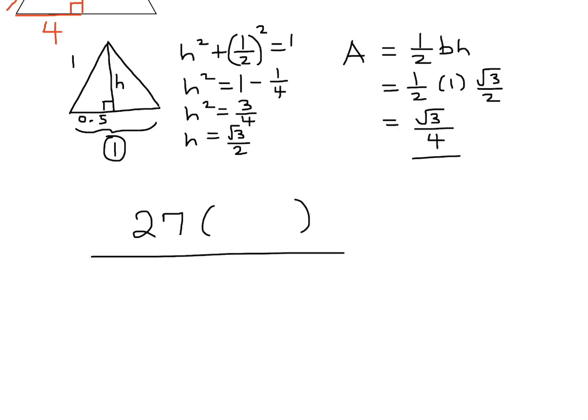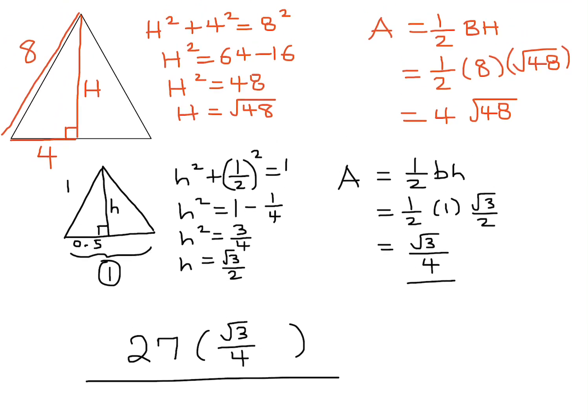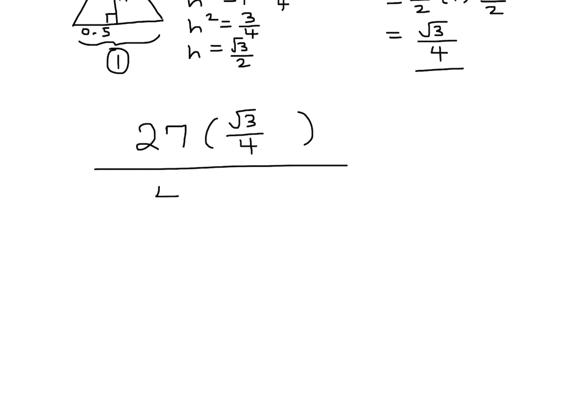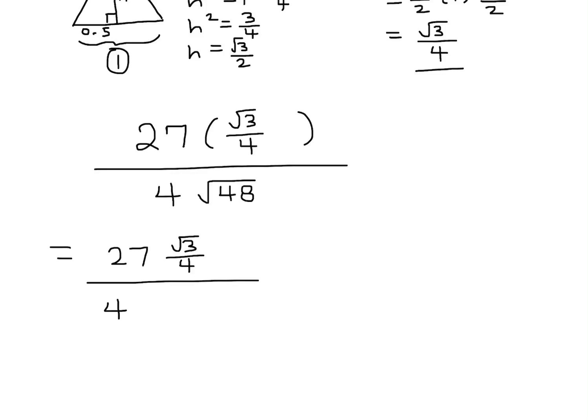Well, each of the small black triangles was root 3 over 4, and the total area, if you recall, up here, was 4 root 48. Like that. And this will give us the answer to the question. We just have to simplify it. So we got 27 root 3 over 4. The bottom will become essentially 16 times 3, all under the square root sign.